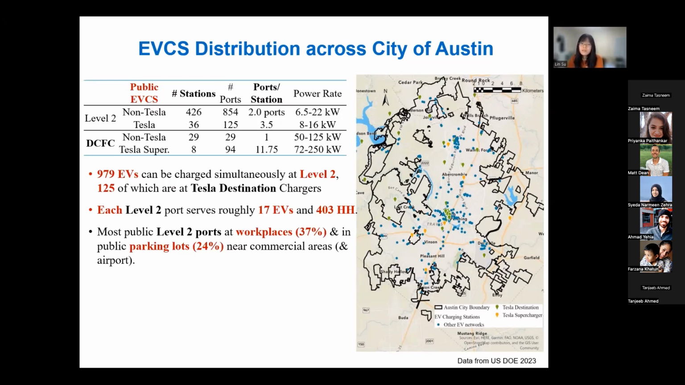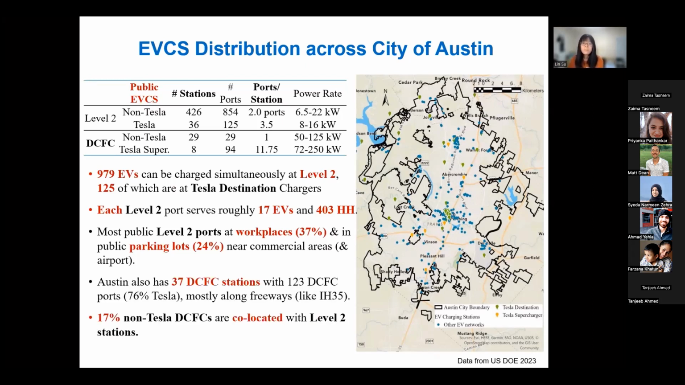Given the number of households in Austin provided by the U.S. Census Bureau in 2020, each level 2 charging port serves roughly 17 EVs and 403 households. Level 2 charging stations in workplaces account for 37% of all charging stations, ranking top among all location types, with parking lots attached to commercial areas and airports falling behind, accounting for 24%.